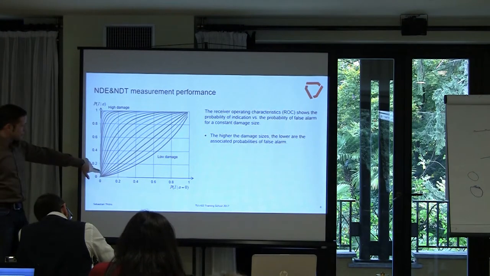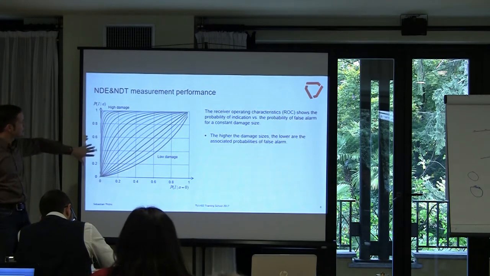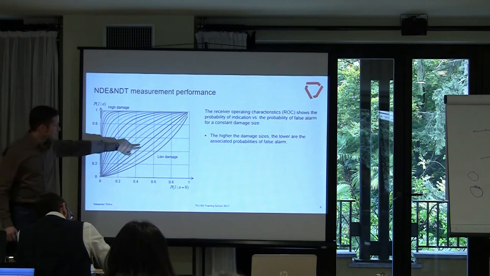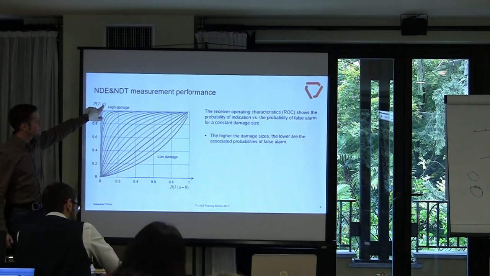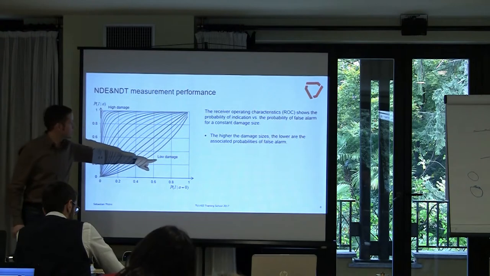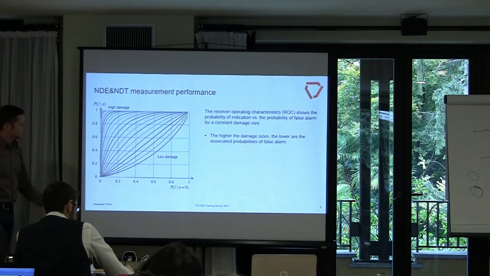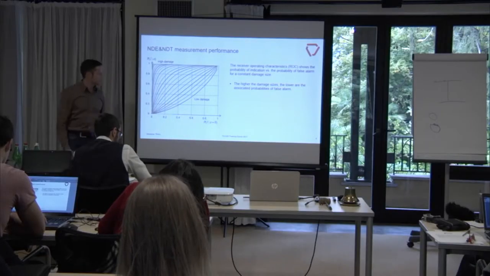And so that's called a receiver operating characteristic. One curve is only associated to one damage size. And here we have a low damage size, and if we have a high damage size, then we see that the probability of indication given there was no damage.